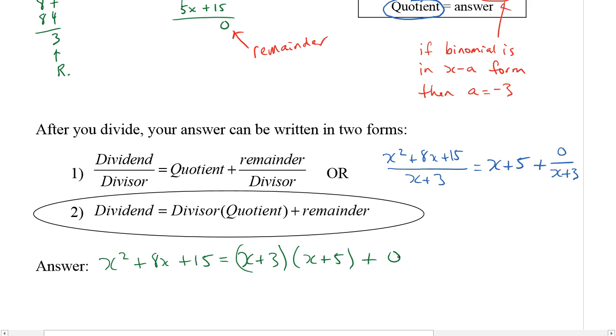Okay, so this is the first way to do it, and then this would be the second way. Both answers are acceptable. And notice that the textbook will usually put it in this form most often, but they do mention that you can put it in both forms.